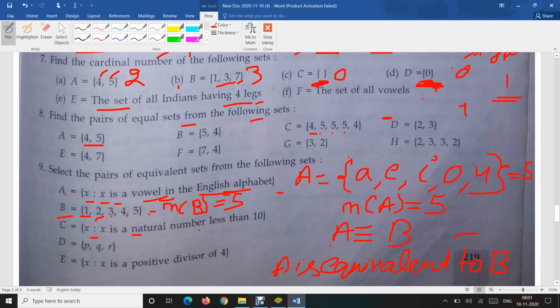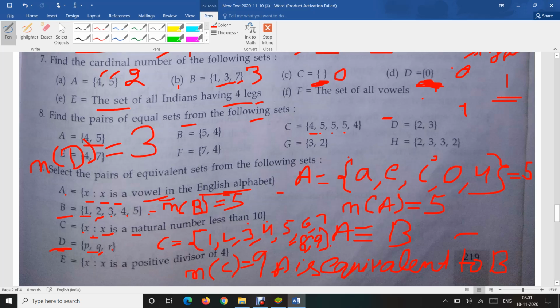Now {x : x is a natural number less than 10}. You can write it as C = {1, 2, 3, 4, 5, 6, 7, 8, 9}. These are the natural numbers. That means the number of elements in set C is 9. Next, the number of elements in set D, which is {P, Q, R}, is 3.